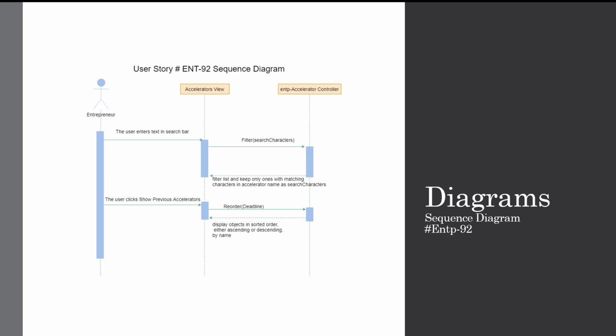Here's the sequence diagram for Entp92. The user types text into a search bar. The string is bound to an Angular model in the controller, and the view uses this model and an Angular pipe filter to filter the array of accelerators, leaving only those that contain the user-provided string within the name of the accelerators. Next, the user clicks the link to show or hide previous accelerators. The show or hide function is called via the controller. This function sets the appropriate flags, and the list of accelerators with past due dates is displayed to the user via the view. Now let's take a moment to look at some of the code.